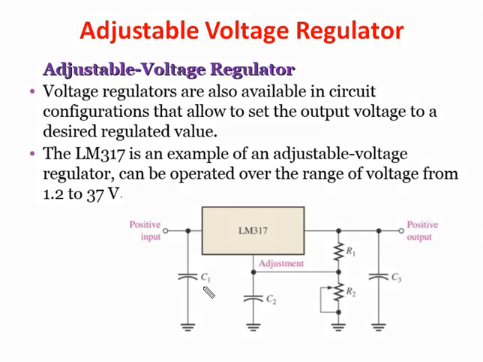Capacitor C1 is the input filter, and capacitor C3 is the output filter. The output is set by a resistive potential divider. Here R1 is a fixed value and R2 is a variable resistance. By adjusting the value of R2, we get a variable voltage across the load or output side. So this R2 resistance is used to adjust the output voltage.